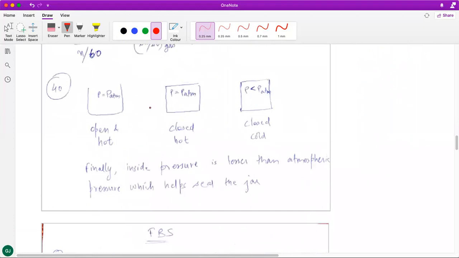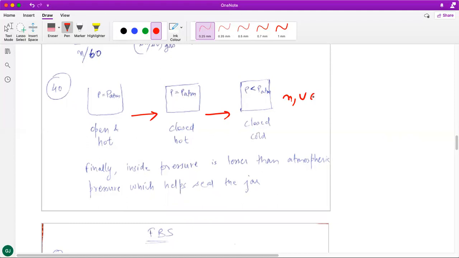All right, the 40th question is something in which you'll have to understand things in a step-by-step manner. Say initially the vessel is open and hot. Since it is open, the pressure is equal to external pressure, that is atmospheric pressure. Now you close the vessel. You just put the lid on top, so there is no change in the pressure as such. It is still the same. P is equal to P atm, and now you let it cool. It was hot only, but now you let it cool because the temperature comes down.